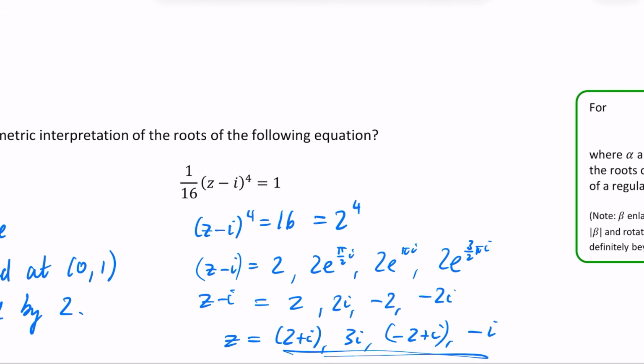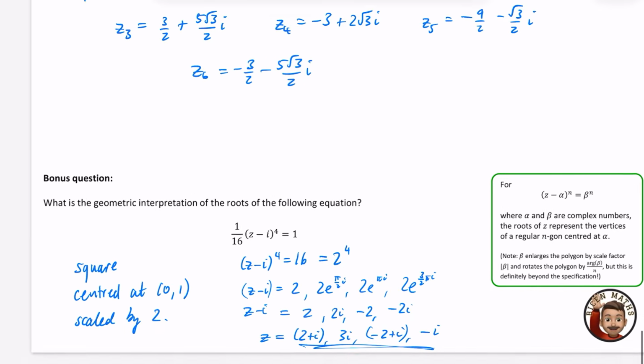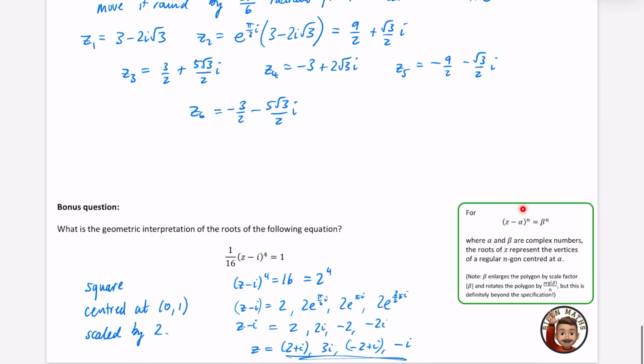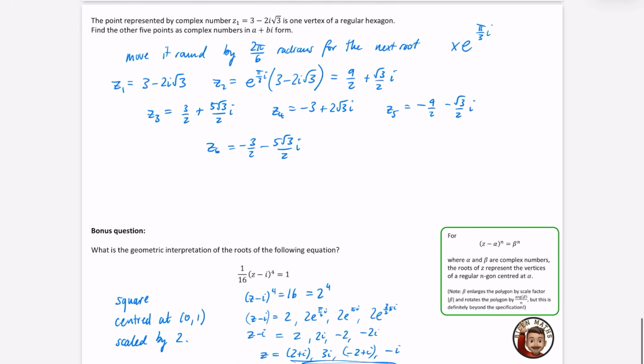If you were to put all of these coordinates onto an Argand diagram, I guarantee it would be a square centered at 0, 1 and scaled up by 2 from the original square that we've got at these coordinates. Now that was only a bonus question just because they've started asking some things like this, and I thought it might be useful to think through some of that stuff.